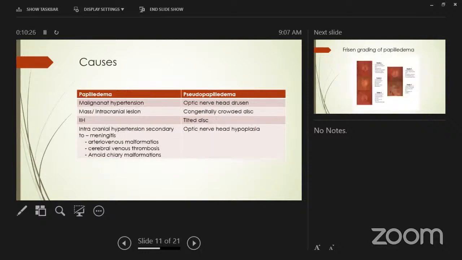Okay, now the important causes for pseudopapilledema are optic nerve head drusen, congenitally crowded disc, tilted disc, and optic nerve head hypoplasia.